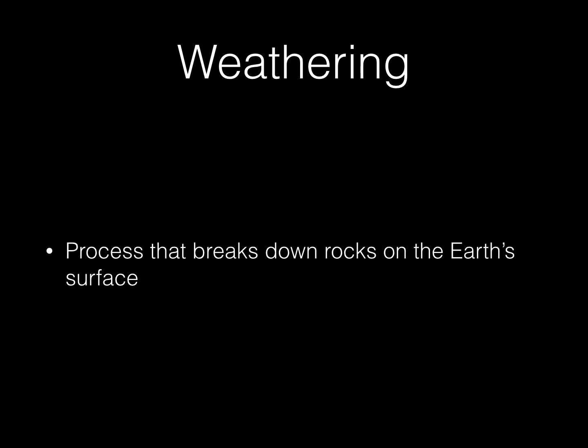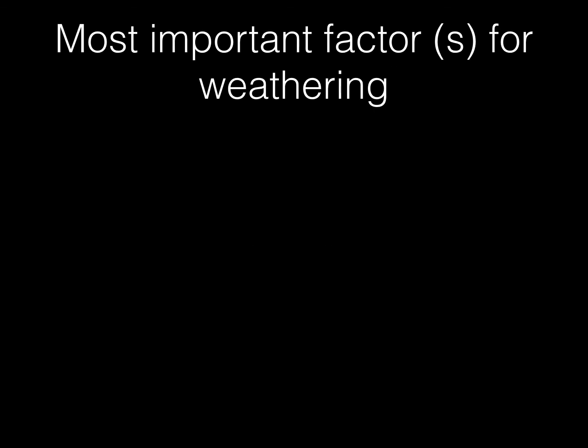So the definition of weathering is the process that breaks down rocks on the Earth's surface. So obviously weather in any way, shape, or form, rain, sleet, snow, heat, dryness, all those are different types of weather, and they all break down rocks in some way. There are two most important factors for weathering. They are what type of rock there is and the climate that's in the area. So these two factors are the most important for weathering, and they will cause rocks to break down or not break down in different ways.